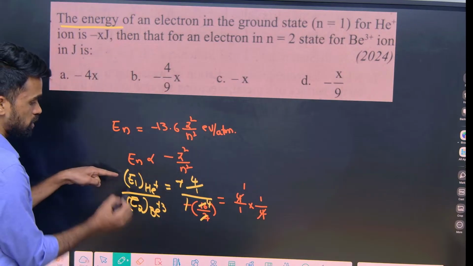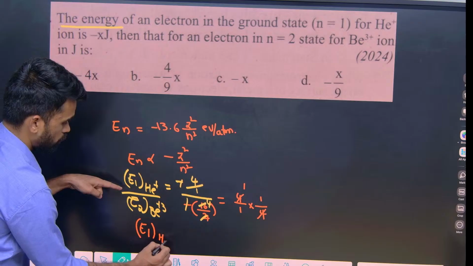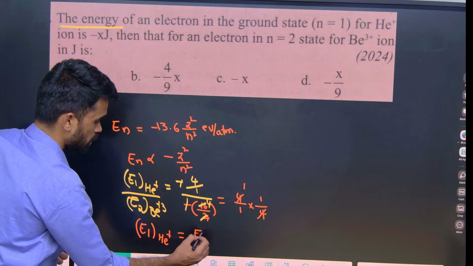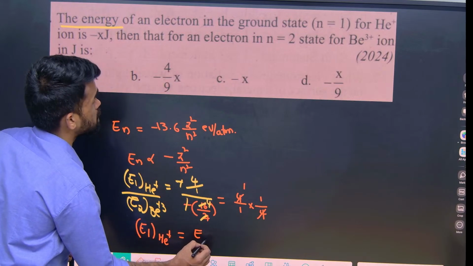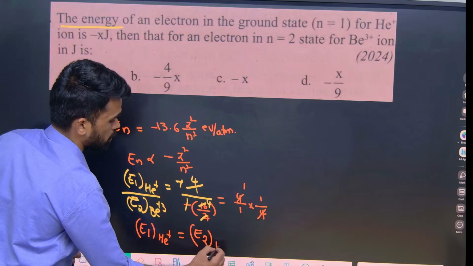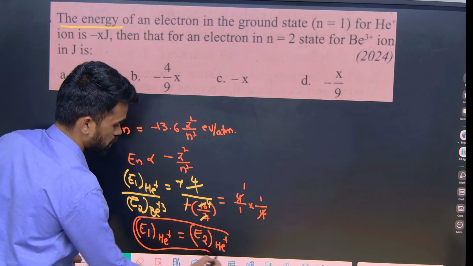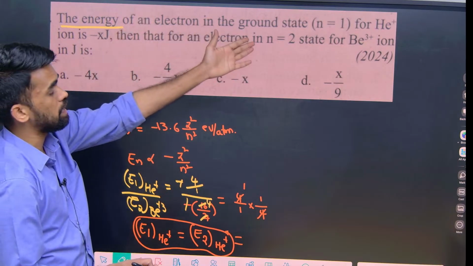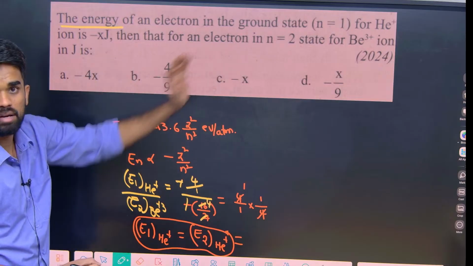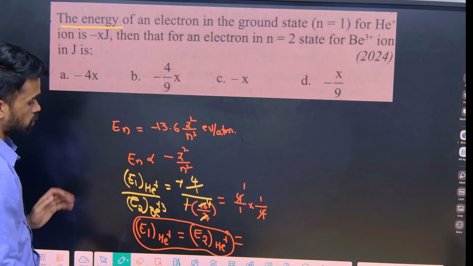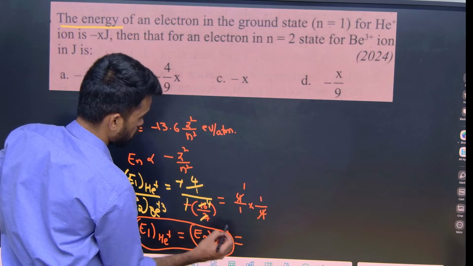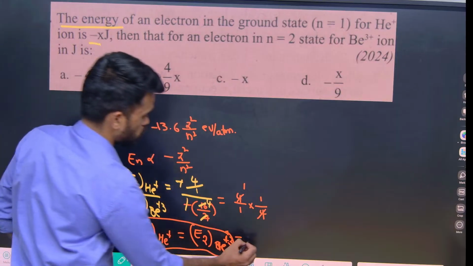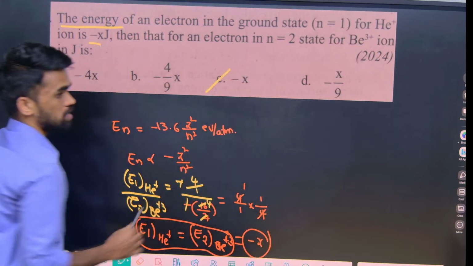So it means the energy of the ground state of helium ion will be equal to the energy of the first excited state, or second level, of beryllium plus 3 ion. That's it. So whatever value you have seen for energy of helium ion, the same will be there for beryllium plus 3 ion also. So what is that answer? It is minus x. Here also it should be minus x. So option C is your answer for the discussion.